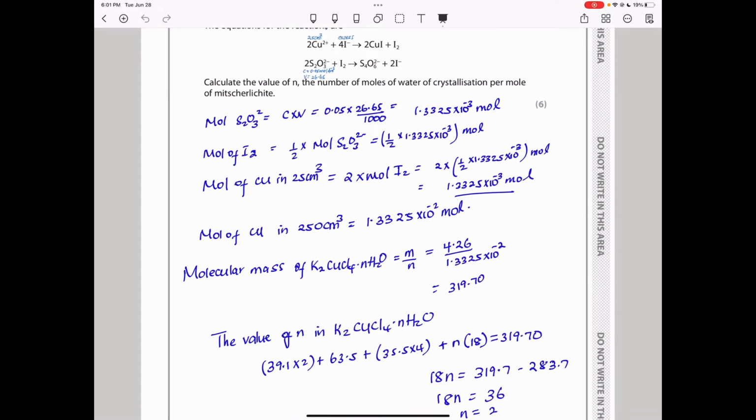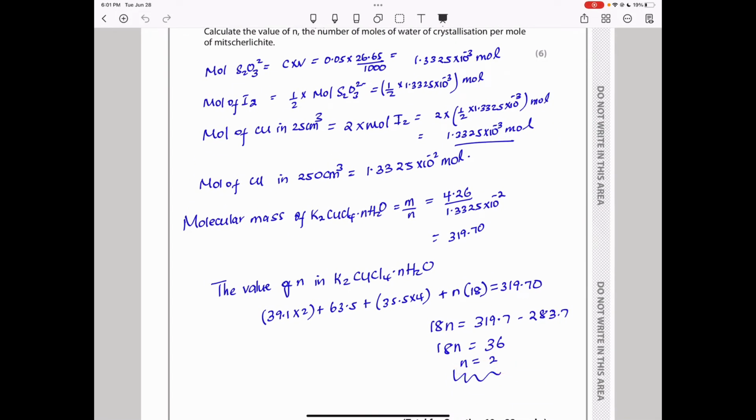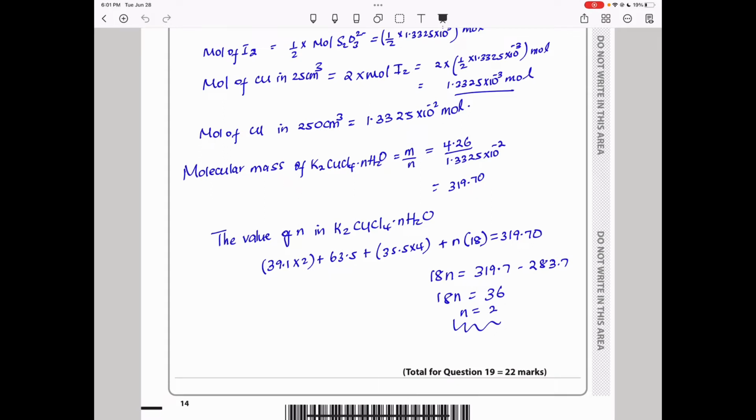Now, since we are looking for the value of n, we can use our periodic table to find this amount here. Potassium is 39.1 times 2. Copper is 63.5. Four chlorine is going to be 435.5. When we add this up, you subtract this total from that and get what 18n equates to. So 18n will give us 36 if you subtract, and then n comes out as 2. So the formula should be, if I can write it, K2CuCl4·2H2O, something like that. That should be the answer.